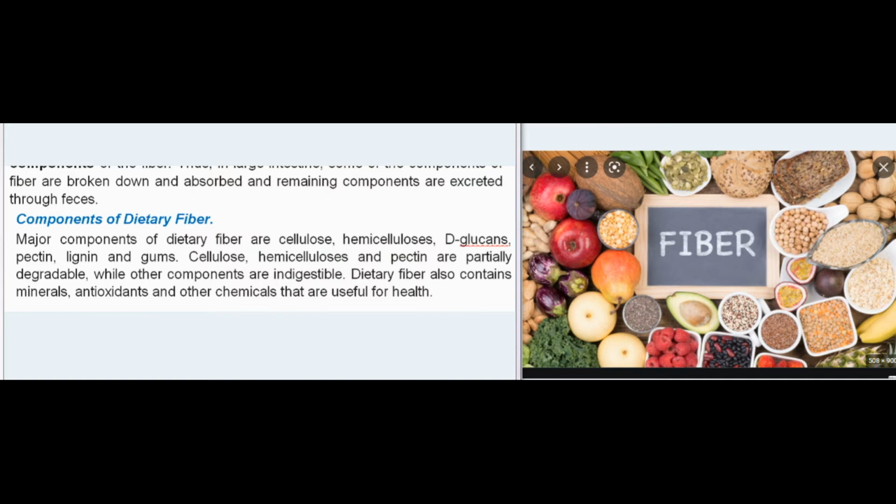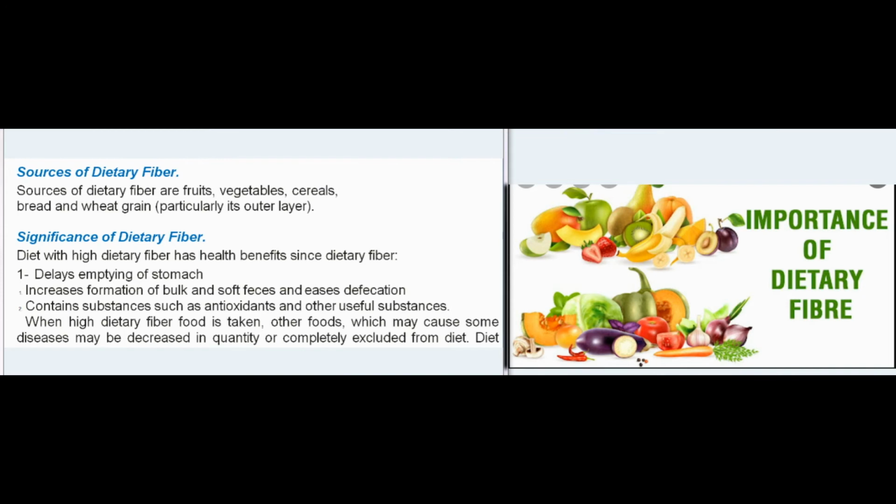Components of dietary fiber. Major components of dietary fiber are cellulose, hemicelluloses, beta-glucans, pectin, lignin, and gums. Cellulose, hemicelluloses, and pectin are partially degradable, while other components are indigestible. Dietary fiber also contains minerals, antioxidants, and other chemicals that are useful for health. Sources of dietary fiber. Sources of dietary fiber are fruits, vegetables, cereals, bread, and wheat grain, particularly its outer layer.